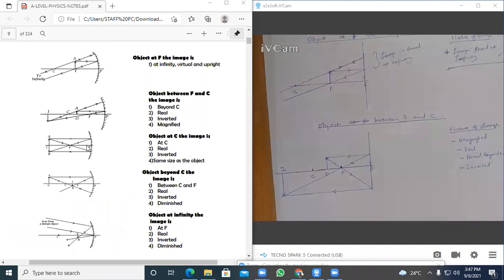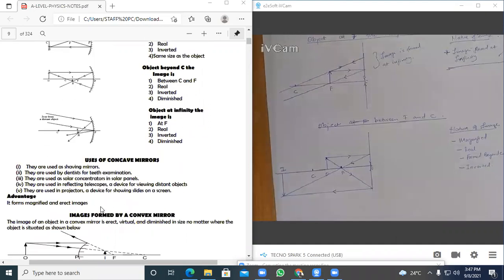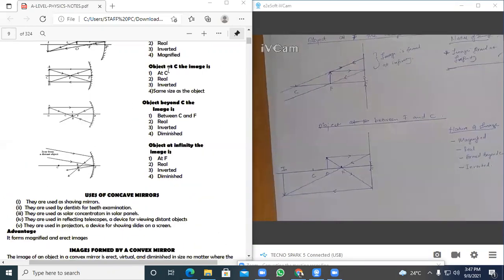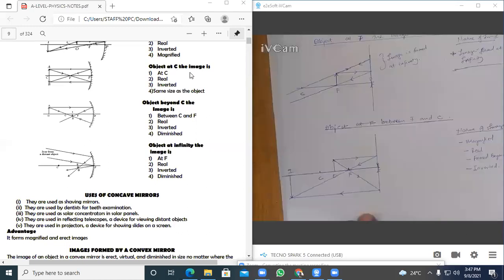I want us to finish this, and we look at this from this point here. Let us look at C, object at C.